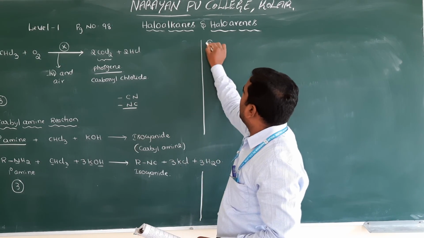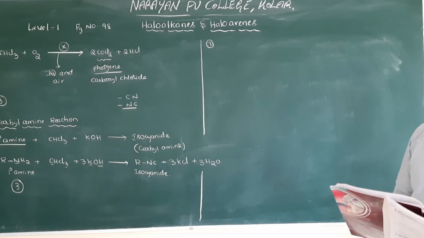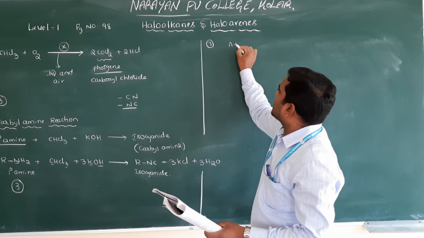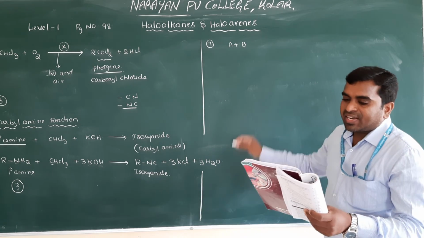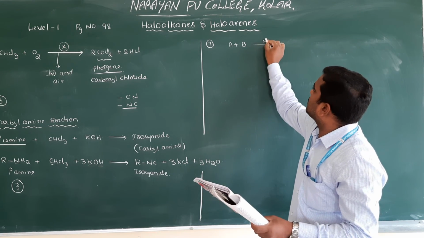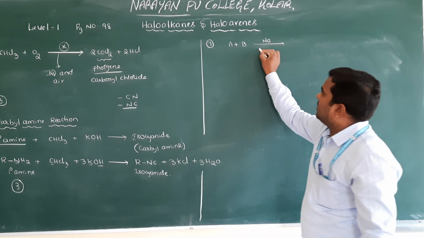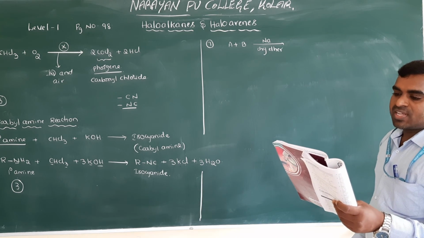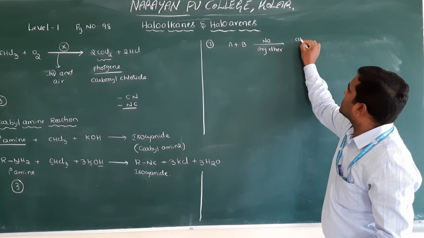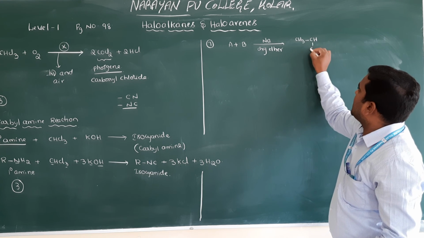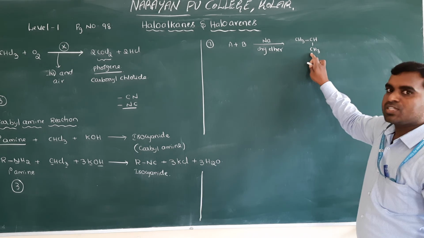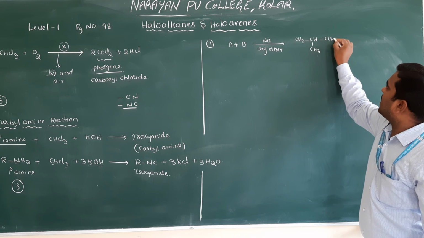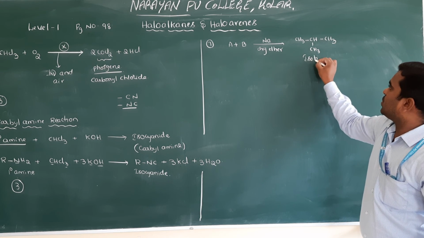See question number 7. A mixture of 2 organic chlorine compounds was treated with sodium. Let those organic compounds be A and B, treated with sodium in dry ether. Then isobutane was obtained as a product. What is isobutane? CH3, CH, CH3 with another CH3. This group we call iso. Butane means how many carbons should be there? 4. So that's why this is isobutane.